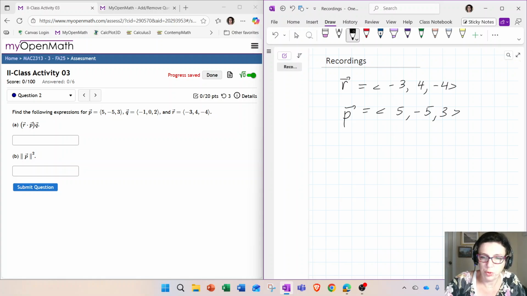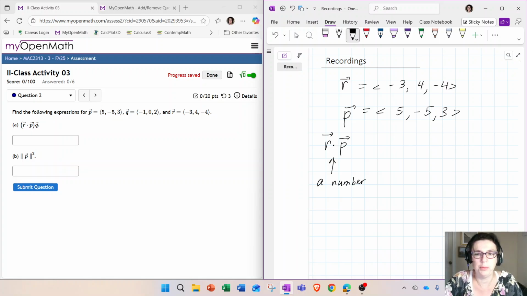So to find the dot product, by the way, something you need to remember is that the dot product looks just like regular multiplication. It doesn't look any different, but it is a product of two vectors. Second, it is a number. So the dot product is not a vector. This is actually a common mistake. The dot product will be a number. Now, it could be positive, it could be negative, it could be zero, but it is going to be a number.